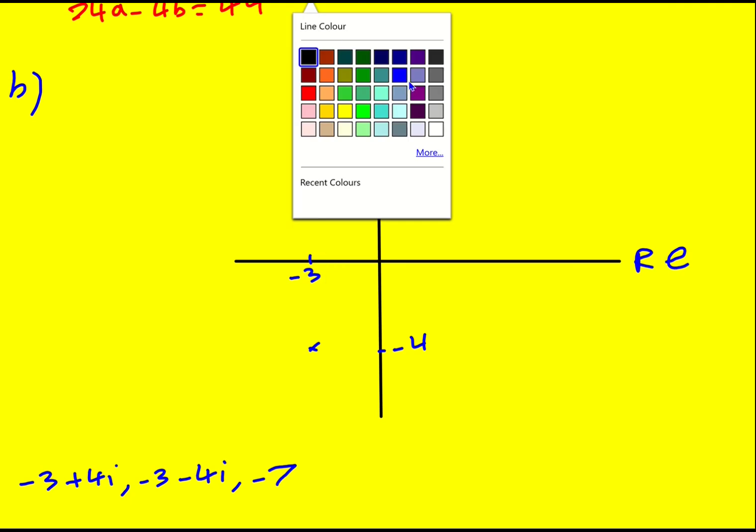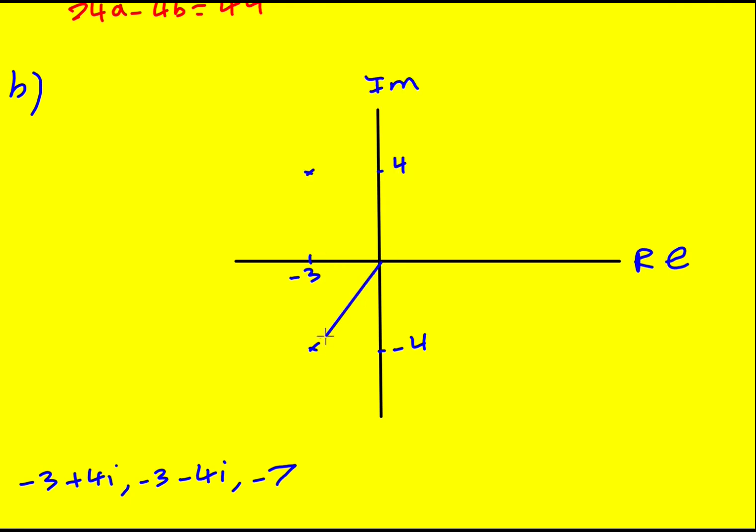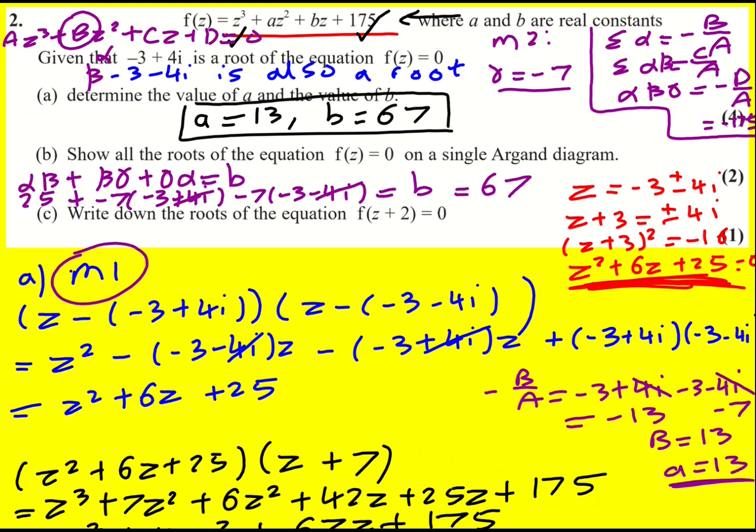I like to connect it up to the origin. You don't have to. I think it enhances it. And then minus 7, I'm going to go along the negative real axis to say here. And I'll just write the roots by it. So we've got minus 3 plus 4i, minus 3 minus 4i, and of course minus 7.